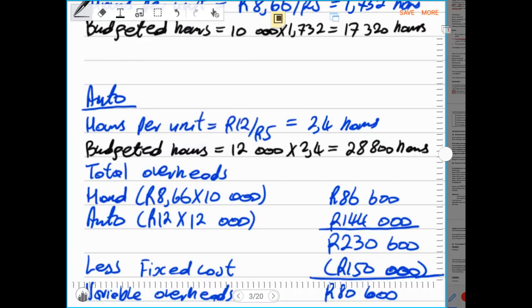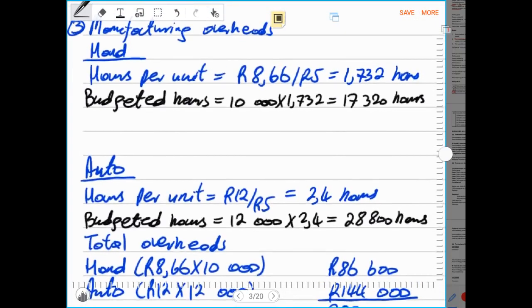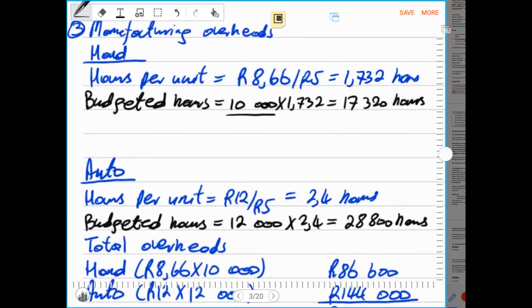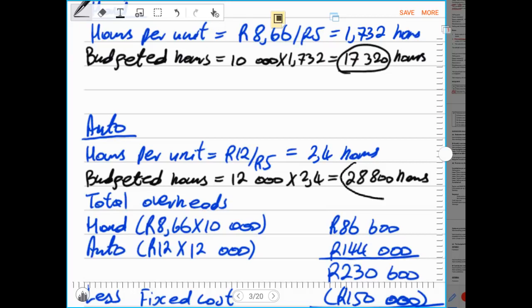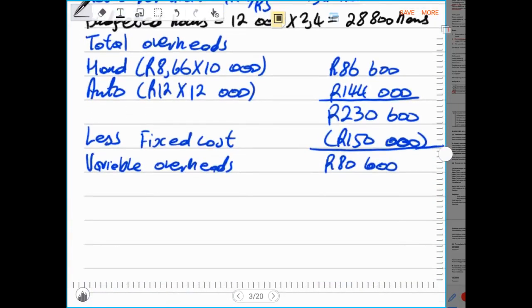So now that we have the hours, we can say, okay, our hours that are required to manufacture the given units are a sum of 17,320 for hand washing powder and a sum of 28,800 hours to complete the auto washing powder. So now let us divide here by hours.